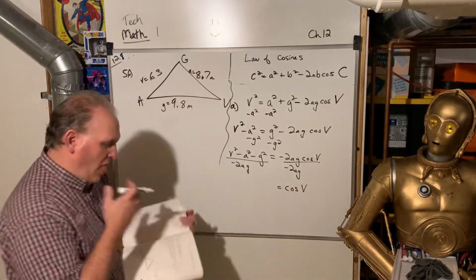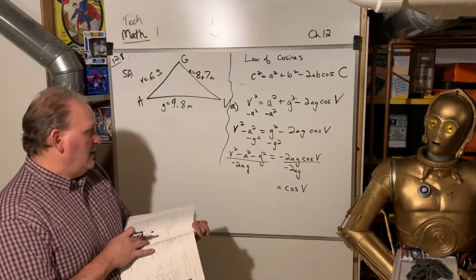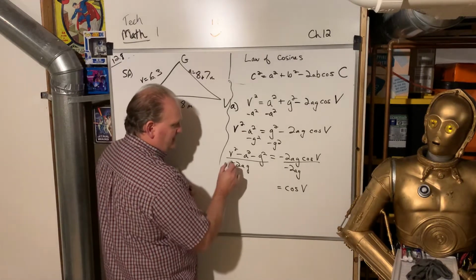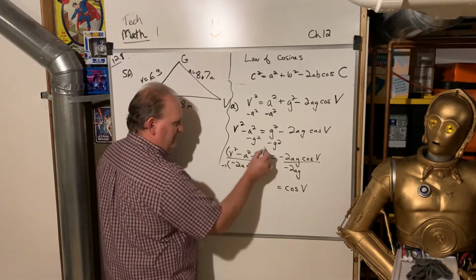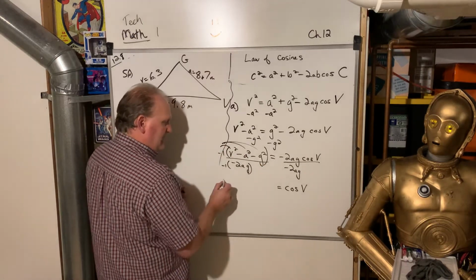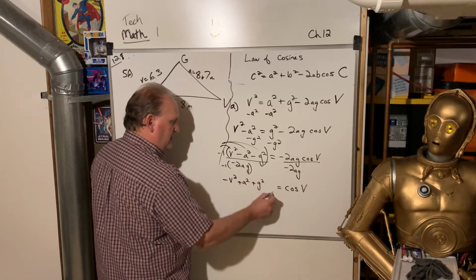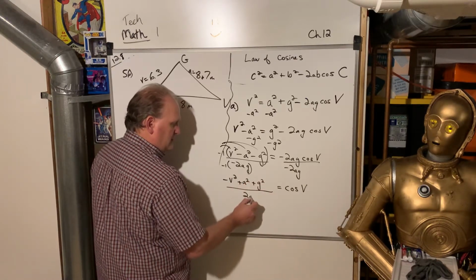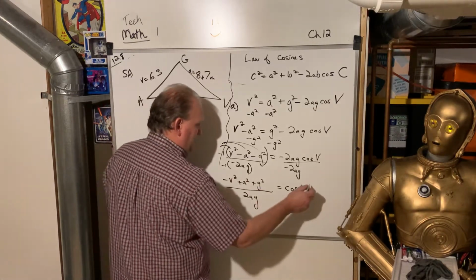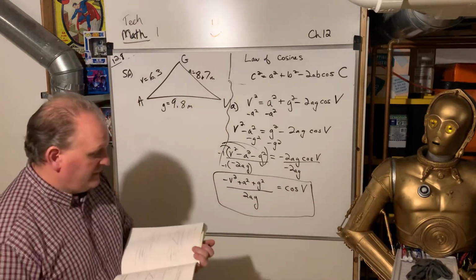And so I'm sure they distribute the negative. I don't really care if you distribute the negative. They do though. So what that means is they take this negative, they multiply the bottom by -1 and the top by -1. And when they do the top by -1, they distribute it. So it's negative V squared plus A squared plus G squared over 2AG. It's fine if you just leave the negative on the 2. It doesn't matter. It's going to work out to be the same. All right. So that was part B. They wanted us to solve for the cosine of V.